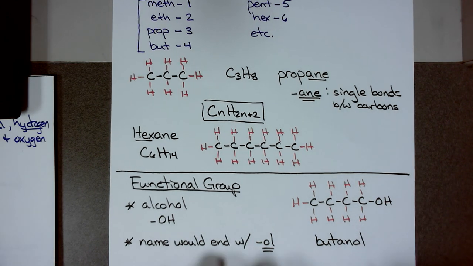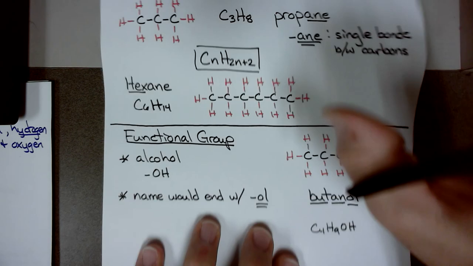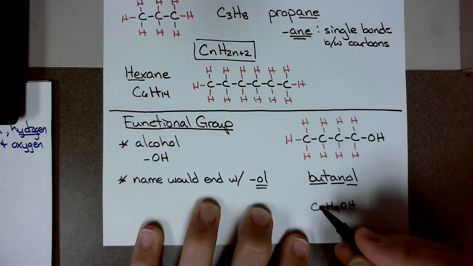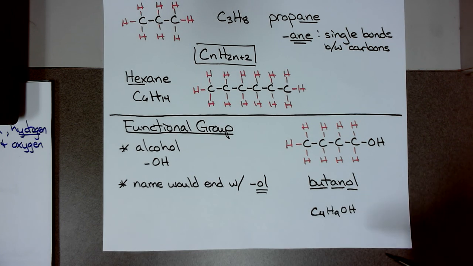So each part of this word has a meaning. That's the number of carbons, single bonds between the carbons, alcohol, functional group, butanol. And if we wanted to write the formula, you can write it as C4H9OH. And that would be the functional group of an alcohol.